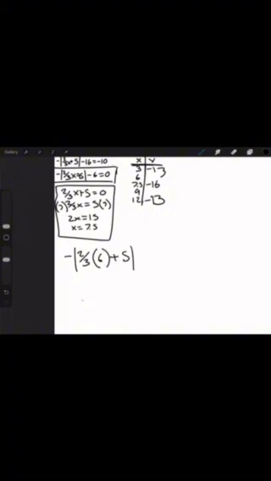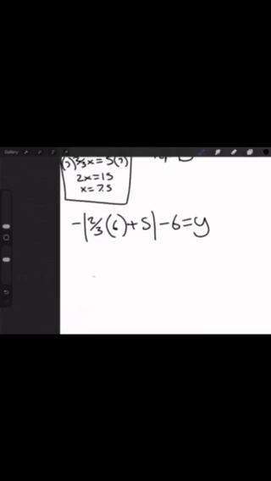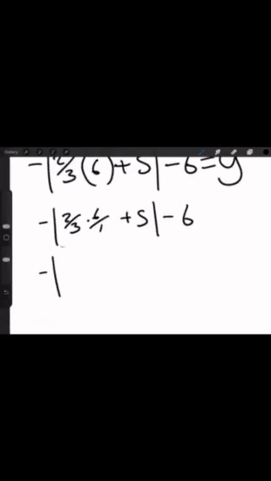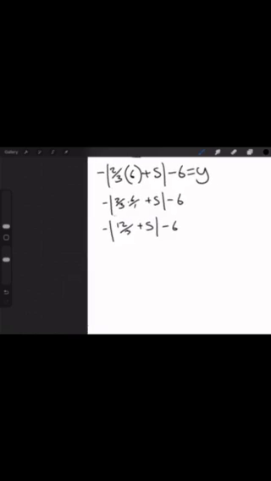So this is negative 2/3 times 6 over 1 plus 5 minus 6. This is going to be negative 12 over 3 plus 5 minus 6, which is negative absolute value of 4 minus 6 equals y. And that is negative 4 minus 6 equals y.